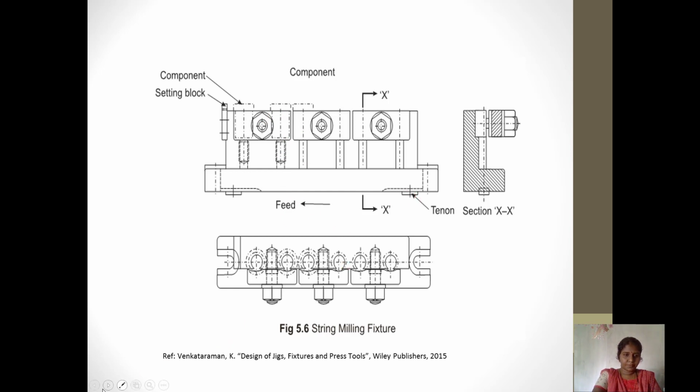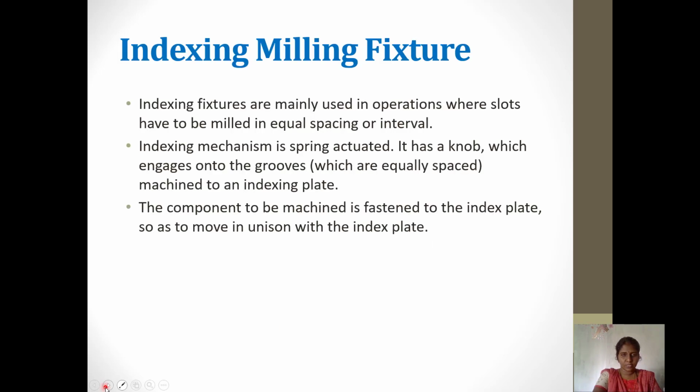Next one is the indexing milling fixture. Indexing fixtures are mainly used in operations where slots have to be milled at equal spacing or interval. The indexing mechanism is spring actuated. It has a knob which engages on the grooves which are equally spaced, maintained on an indexing plate. The component to be machined is fastened to the index plate so as to move in unison with the index plate.